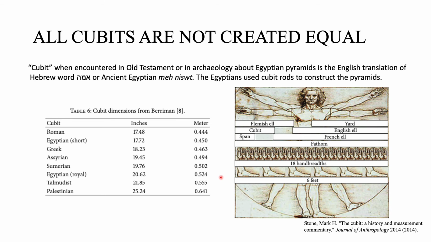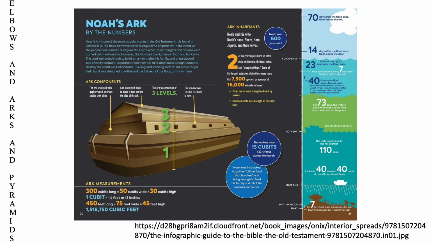And you can see from this picture from the same article by Mark Stone that a cubit is from the elbow to the tip of the middle finger. A fathom is everything between the tips of the middle fingers with outstretched arms. Therefore, when you read about Noah's Ark and you get to 300 cubits, you're actually talking about 300 times the Hebrew length, which would be different than the measurement with 300 Egyptian cubits.